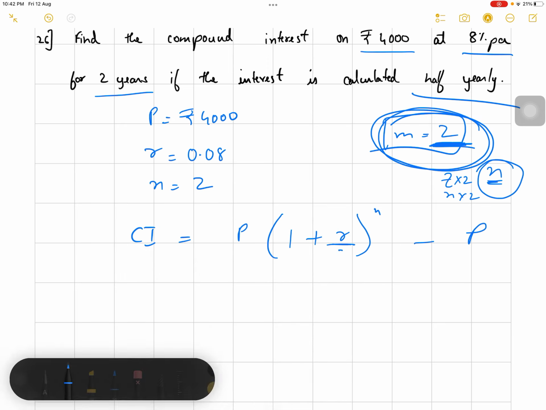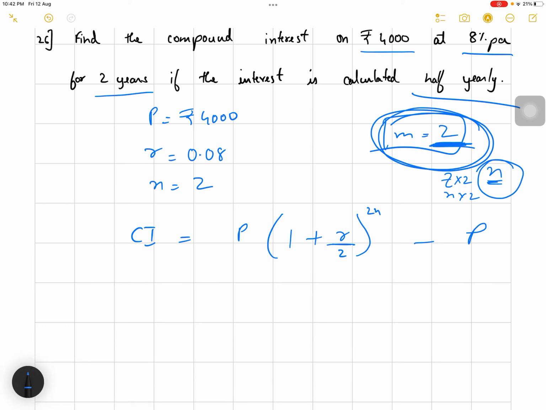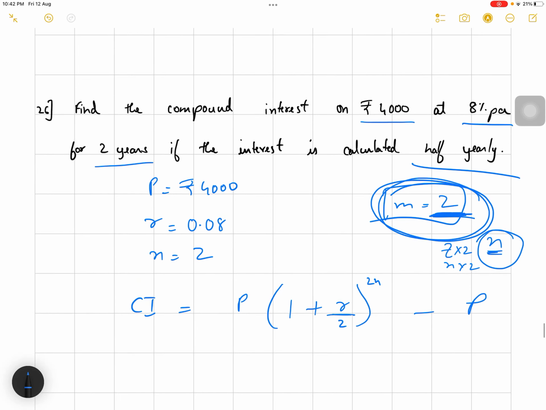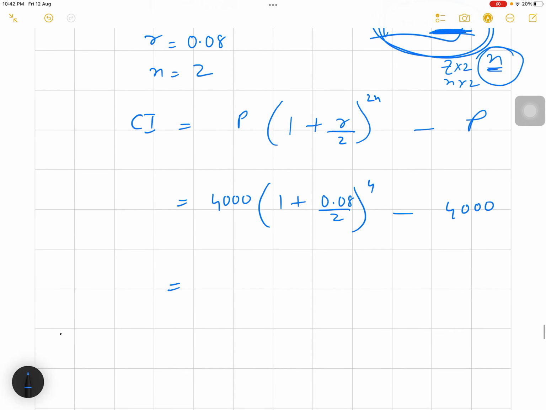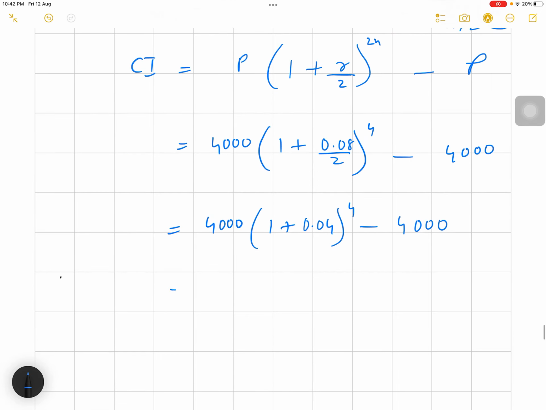Here it is half yearly, so you will do R divided by 2 and N into 2. So let's calculate this. P is 4000. 1 plus R, 0.08 divided by 2, raised to 2 into 2, which is 4, minus 4000. So this is 4000 into (1 plus 0.08 divided by 2, which is 0.04) raised to 4, minus 4000. This will become 4000 into 1.04 raised to 4 minus 4000.